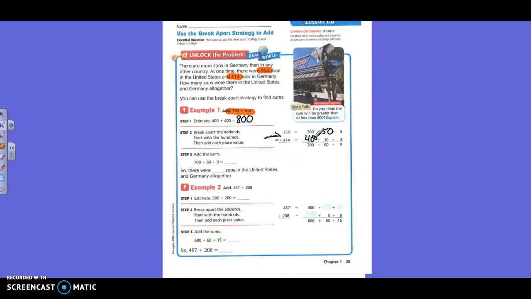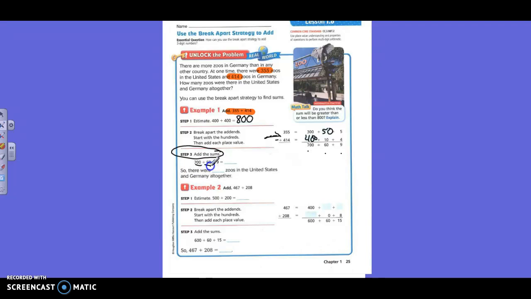Now what they are doing, guys, is they say add up these. So 5 and 4 is 9. 50 plus 10 is 60. 300 plus 400 is 700. And then we are going to add up all these things, the 700, the 60, and the 9. This is step 3.